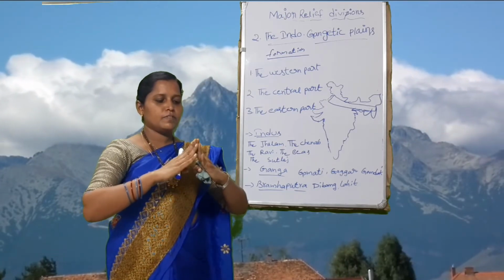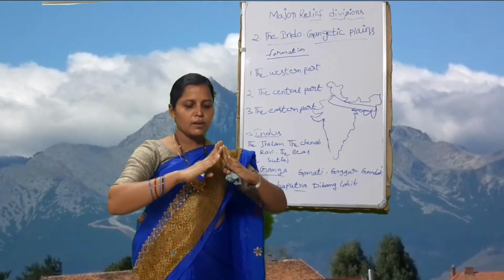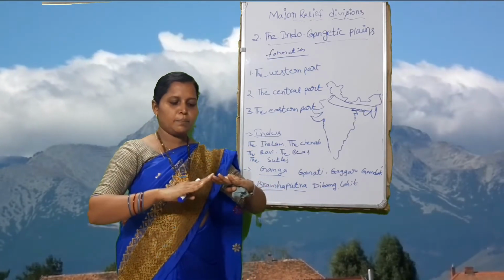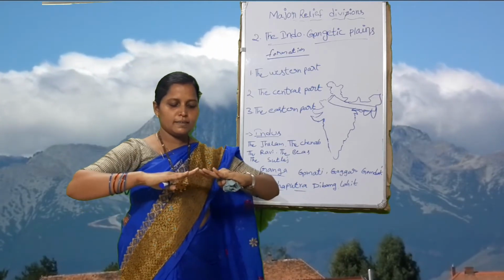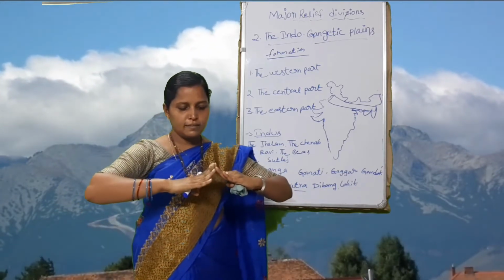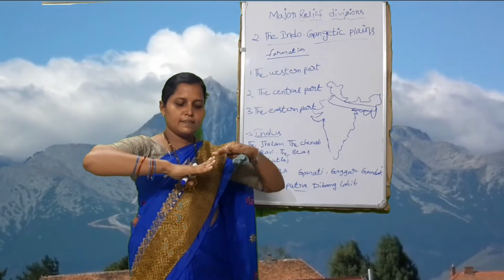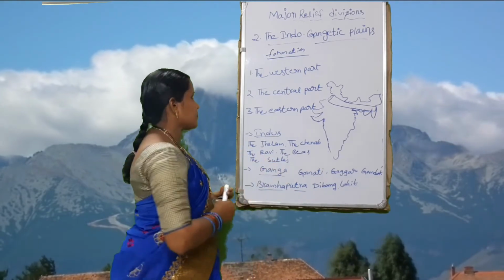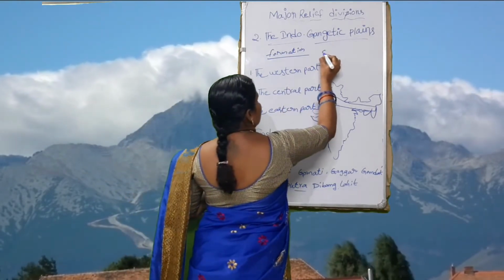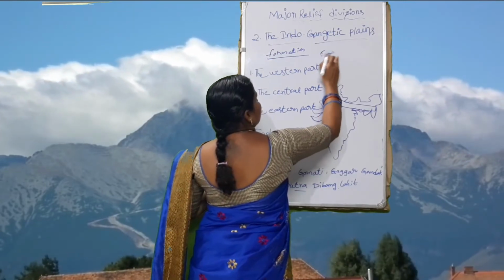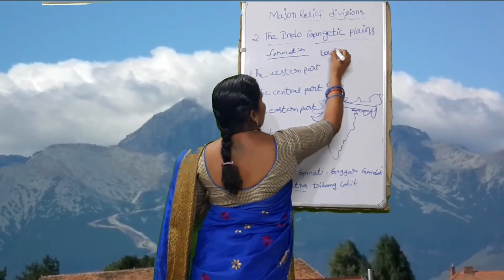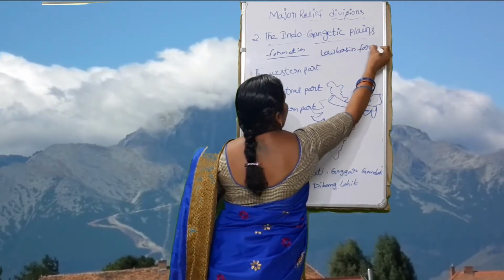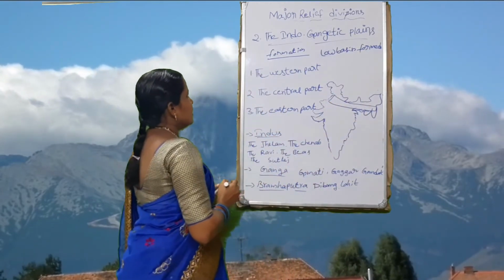In this situation, children, look at this. This is the Indian plate. This is the Eurasian plate. These collided with each other. In this situation, a shallow basin, or low basin, formed.